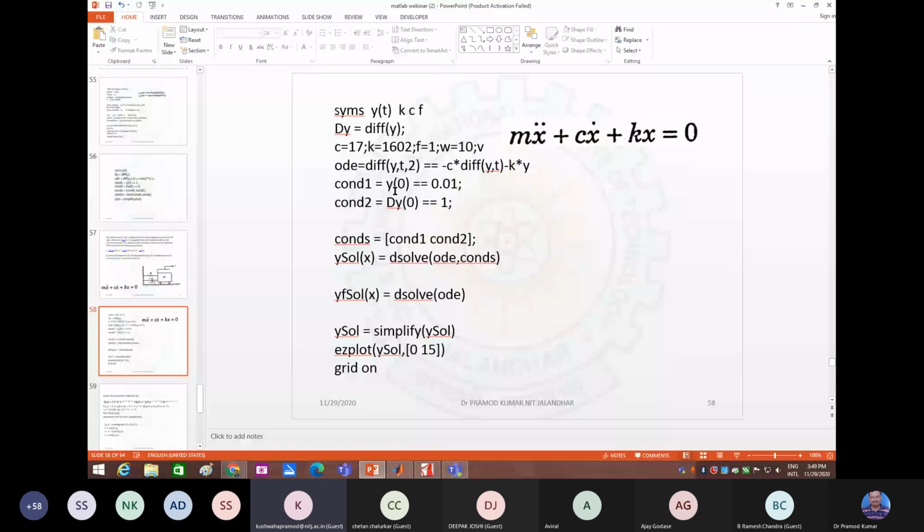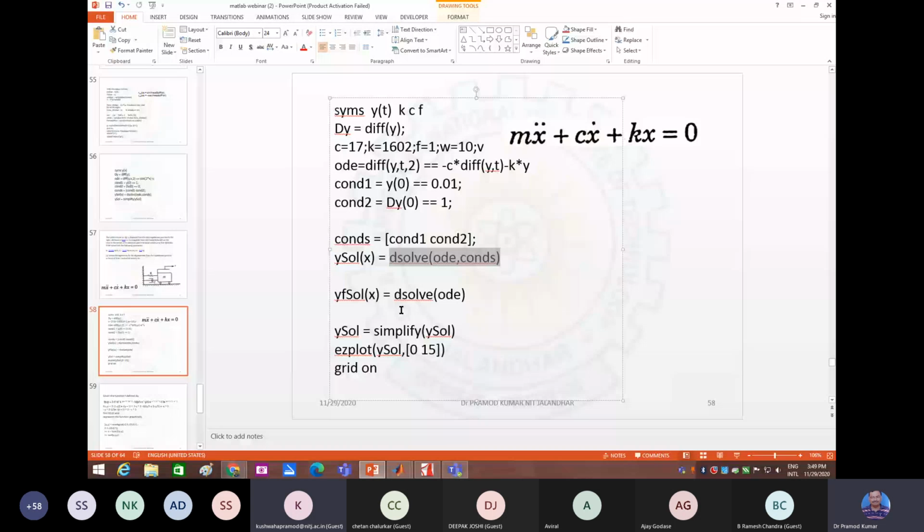Condition: y when time is equal to 0, the deflection is 0.01. And when time is equal to 0, velocity is 1. This is Dy. Dy is dy by dt. This is the condition matrix, and then we use this dsolve to solve for y.